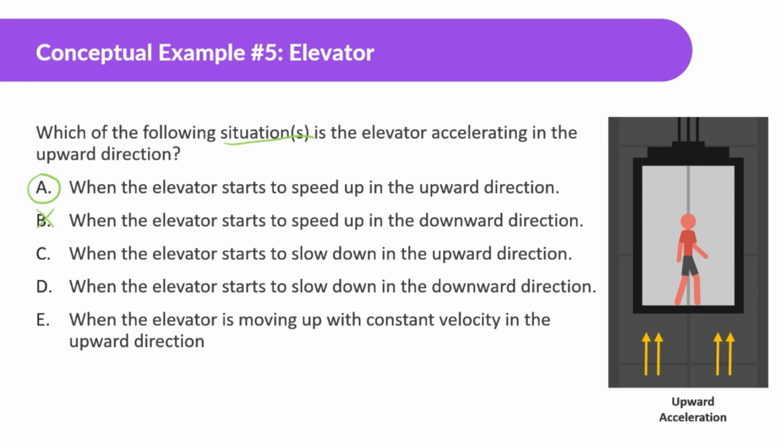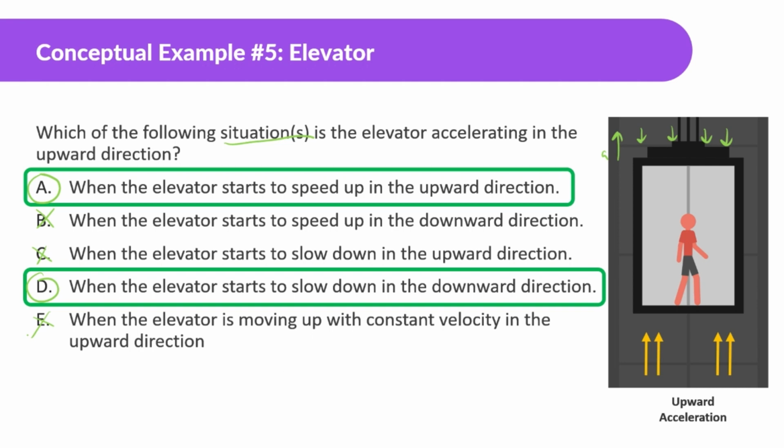C, when the elevator starts to slow down in the upward direction. Okay, so it's moving up in this situation, but it's slowing down. If it's slowing down, that means acceleration is going to be in the opposite direction of the velocity. So that means it's going down. So it won't be C. When the elevator starts to slow down in the downward direction. Okay, that one is kind of the opposite of what we just did. It's going down, but it's slowing down. That means acceleration is going to be in the opposite direction, going up. So it should be D. When the elevator is moving with a constant velocity in the upward direction. No, acceleration is 0 during that time. So these are the answers.